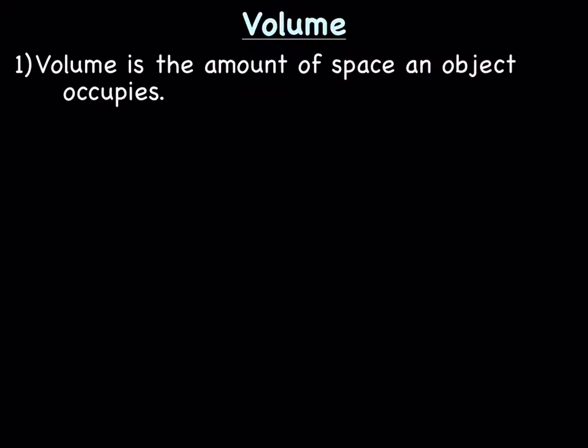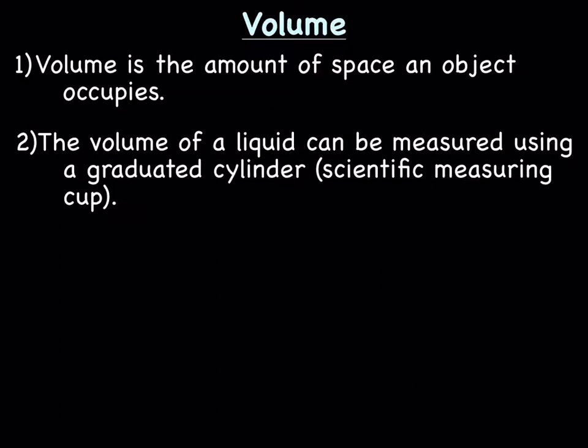On to volume. Volume is the amount of space an object occupies. So how much space in the world something takes up. Okay? Now the volume of a liquid can be measured using a graduated cylinder. And a graduated cylinder is really just a fancy scientific measuring cup.